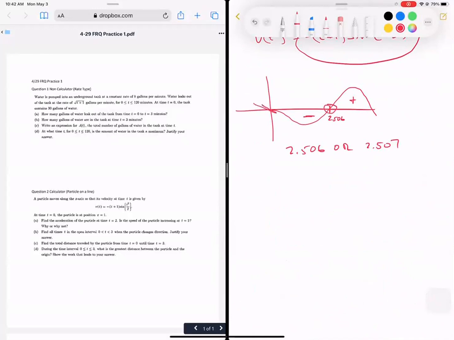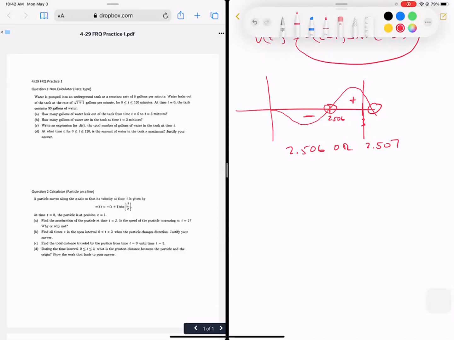We are not changing directions here. We start off going backwards, and that's not changing directions, that's just going in a direction. But we go from backwards to forwards, and that is where we change directions. What about this point here? This was out of bounds. We stopped counting at three.